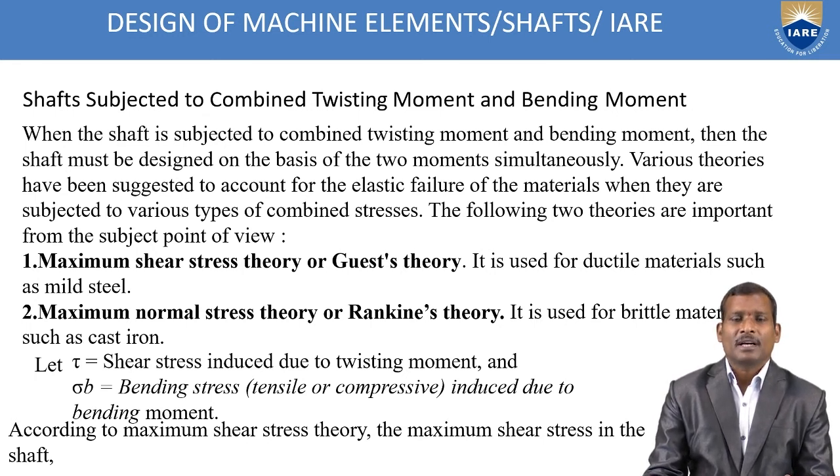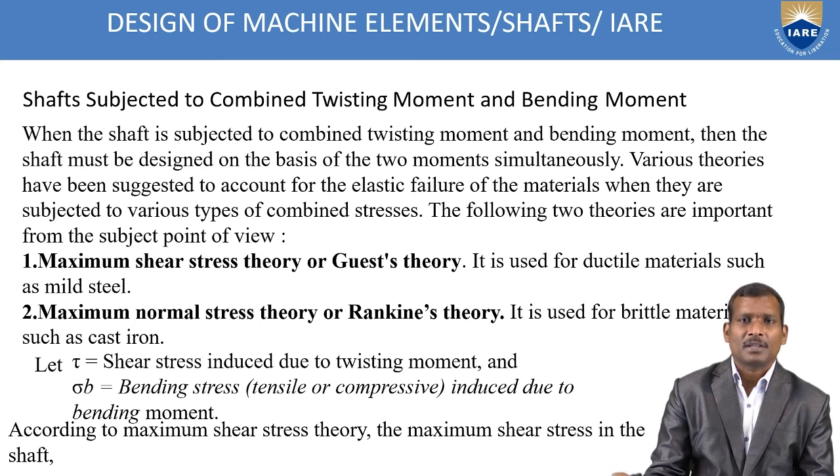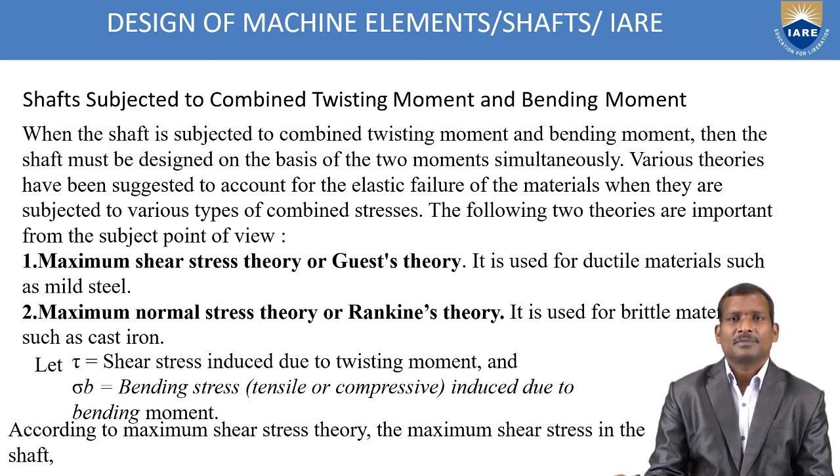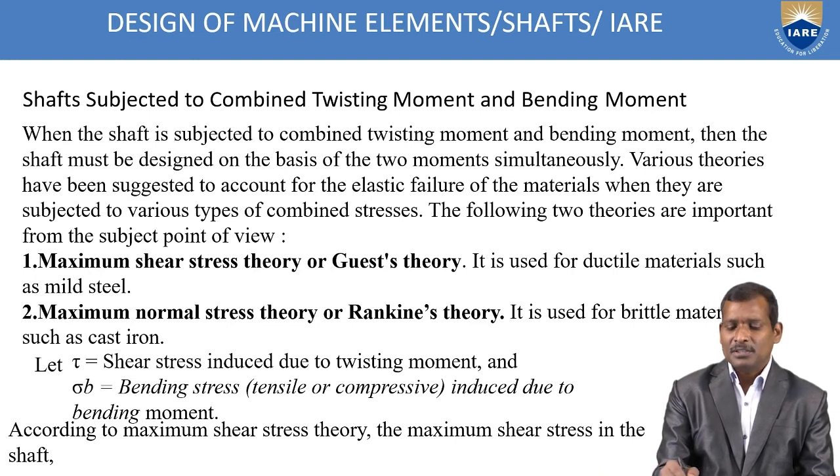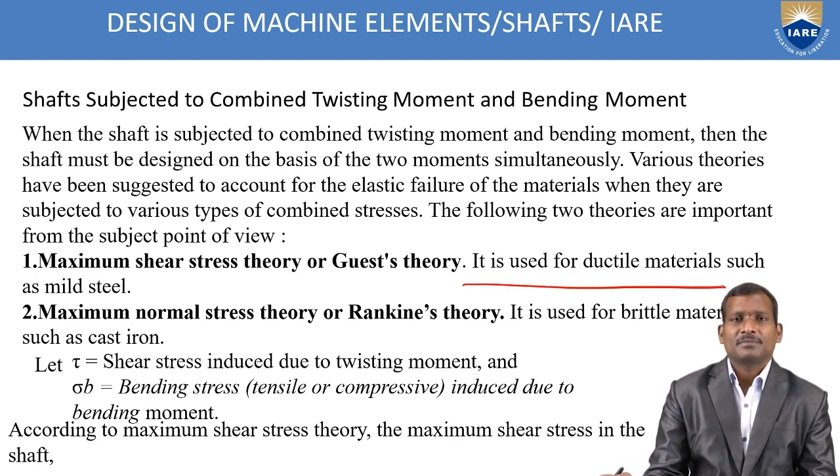And you should take two theories. So already you know theories of failures, or 5 theories are there for safe design. Yet the following two theories are important from the subject point of view. So what are they? One is the maximum shear stress theory, so also you can say Guest theory. Always it is used for ductile materials. So what are the ductile materials? Like steel and mild steel.